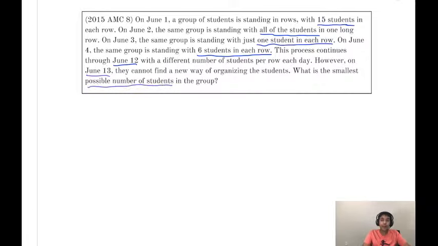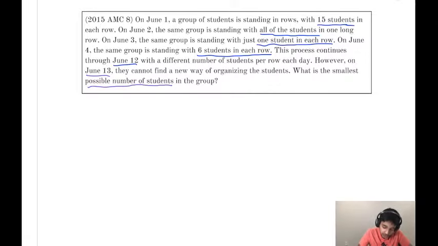So this is a really long and tricky worded problem. So let's see what it actually means. Basically, there are these different arrangements of a certain number of students, and they can make 12 of these arrangements. But they can only make exactly 12 of these arrangements, because on June 13th, the 13th day, they're not able to make an arrangement.